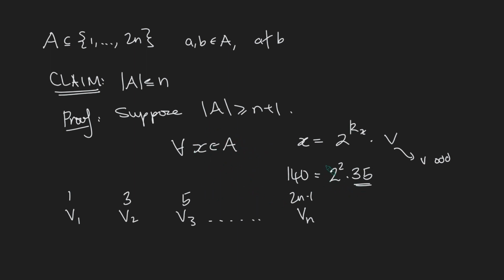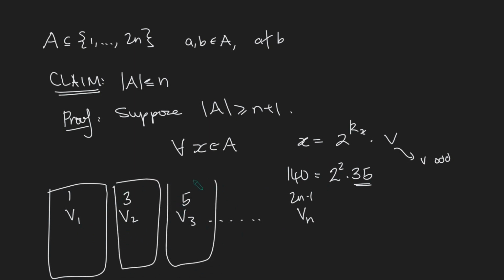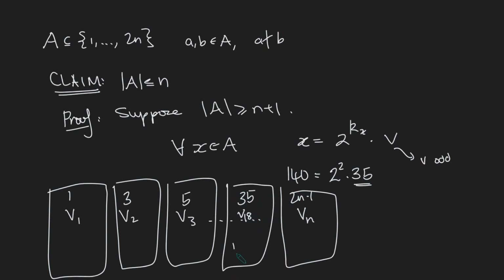Now we look at our elements in our set A, which we've written in this form, and we place them into the corresponding groups. So that's a box, that's a box, that's a box, and so on. Obviously, maybe we'd have a 35 in here somewhere, and that would be V18, the 18th odd integer. So if we had 140 in our set, we'd write 140 here. If we had the number 12, 12 is 2 squared times 3, so the odd integer part of that is 3. I'd put the number 12 in this box.